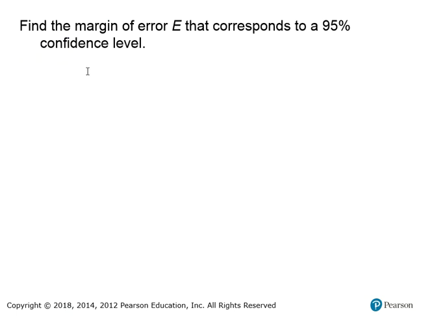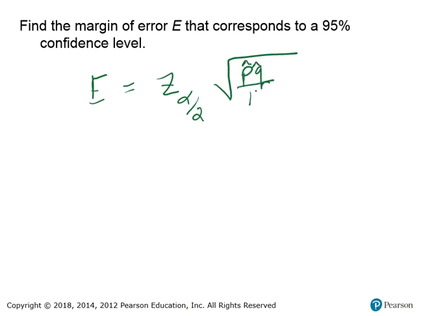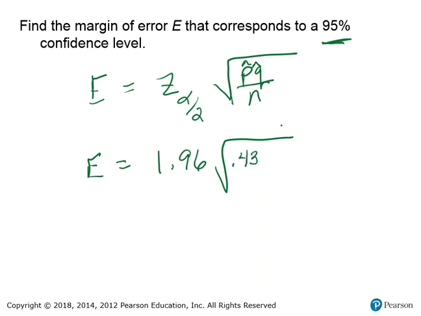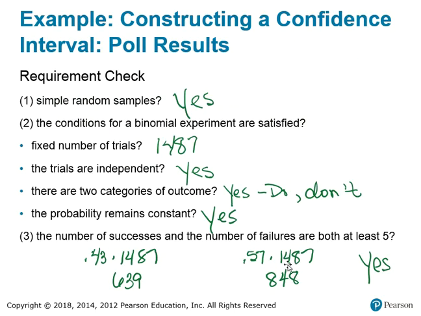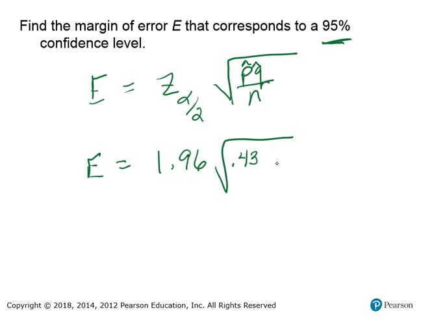So the formula for margin of error was z alpha over 2, which is our critical value, times the square root of p hat times q hat divided by n. So we have a 95% confidence level, which we've already figured out is a 1.96 critical value. Our p hat we know is 0.43. Our q hat we talked about a little bit already when we worked up here with our failures. If 43% of them are successful, then that means 57% are not. So our q hat is going to be 0.57.